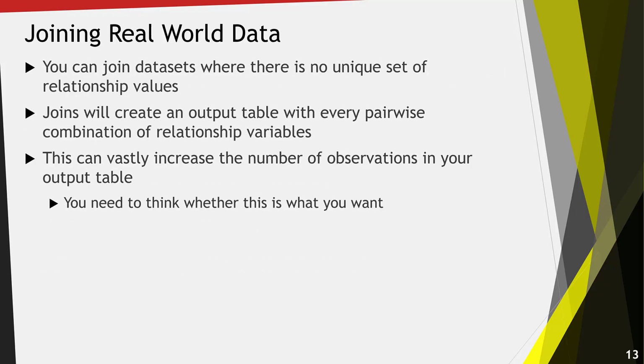So how do R and other relational data systems deal with joins where there aren't unique combinations of relationship variables? What they're going to do is create an output table with every pairwise combination that they can form of relationship variables between the two tables. You should be aware that this can vastly increase the number of observations in your output table. So before you do this, you need to think about whether it's what you want.